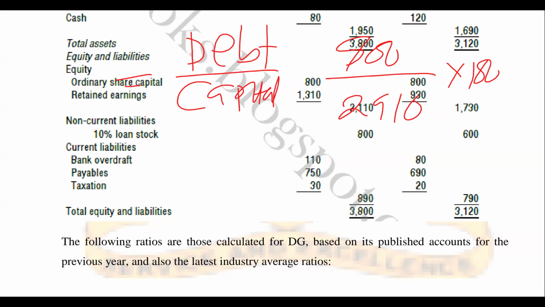Adding more debt to the capital structure is called gearing. So when a firm has more debt in its capital structure, we said it's highly geared. But if it has less debt, we said it's low geared. And if debt is equal to equity, then it is neutrally geared. Okay, so what's the gearing ratio?